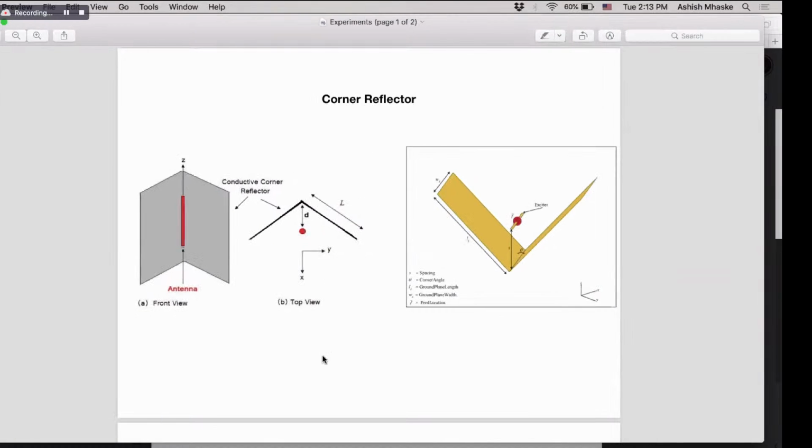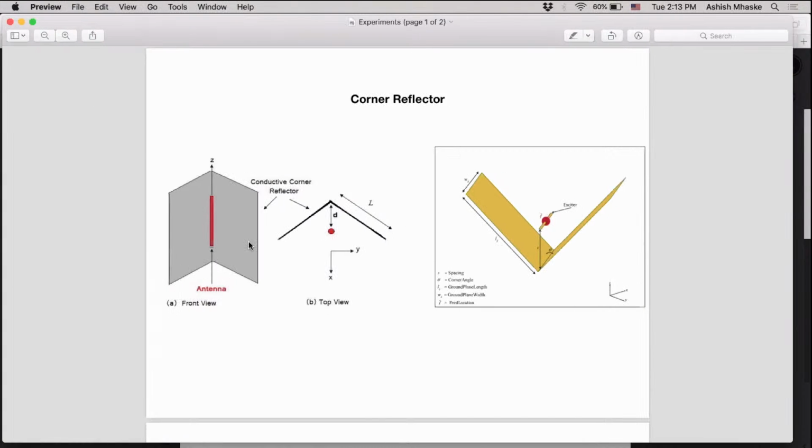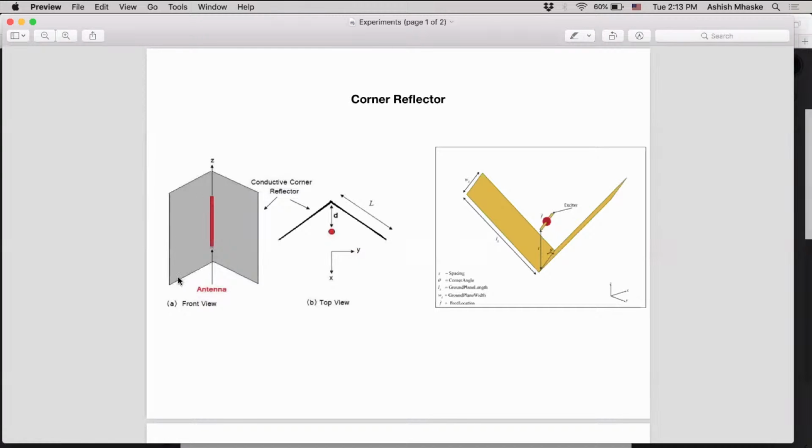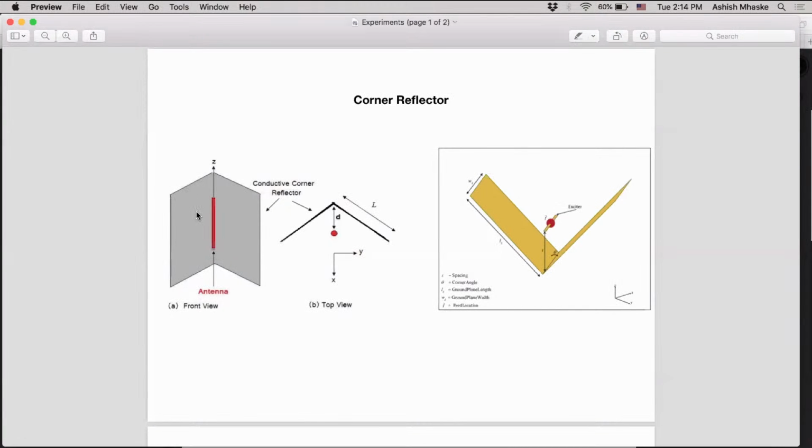So this is a simple corner reflector antenna. A corner reflector is formed by two reflective, conductive surfaces, and you can see the top view here. This is the front view, and the red line that you see is actually the antenna which is radiating, but because of the reflector, the radiation pattern of this antenna changes. Of course, you will get more radiation towards this direction, and less radiation in other directions.